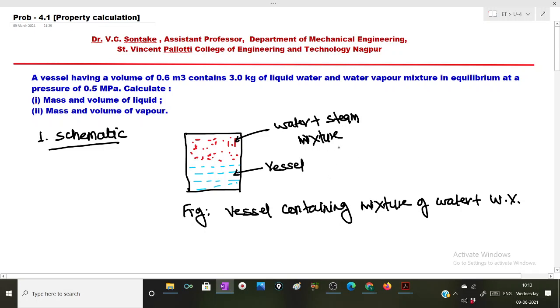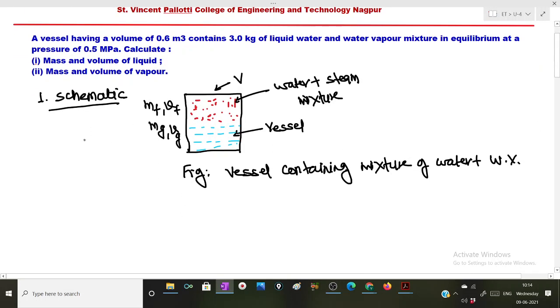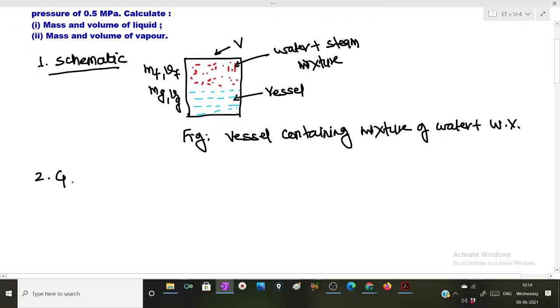WV means water vapor. So let's say mass of the liquid is mf, mass of the vapor is mg, specific volume of liquid is vf, specific volume of vapor is vg, and let's say total volume of this vessel is capital V, and this total volume is given to us. After drawing the required schematic, let us enlist the given things.